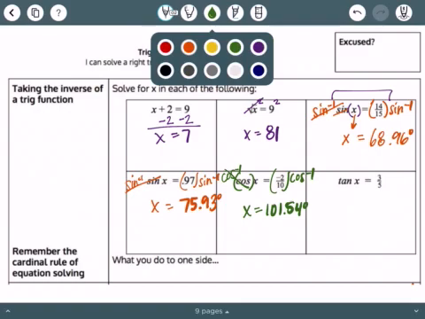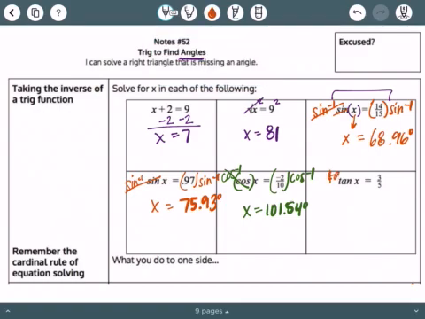And then same exact thing for tangent. So this is a little overkill, but if we have tangent to the power of negative 1, we also do the inverse tangent over here. That gives me x equals inverse tan of 3 over 5, which is 30.96 degrees. So the cardinal rule of equation solving is what you do to one side, you must do to the other. And that keeps your equation balanced.